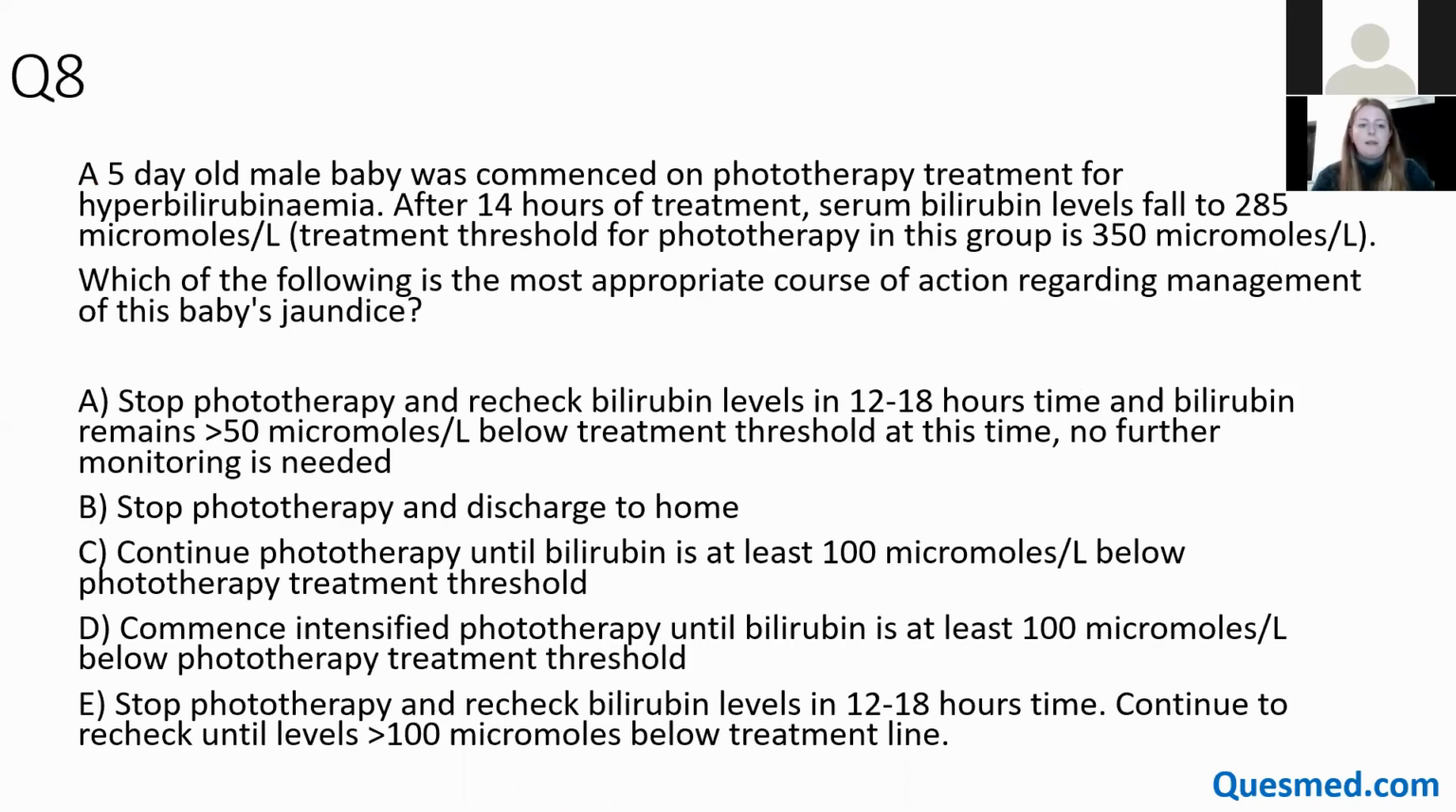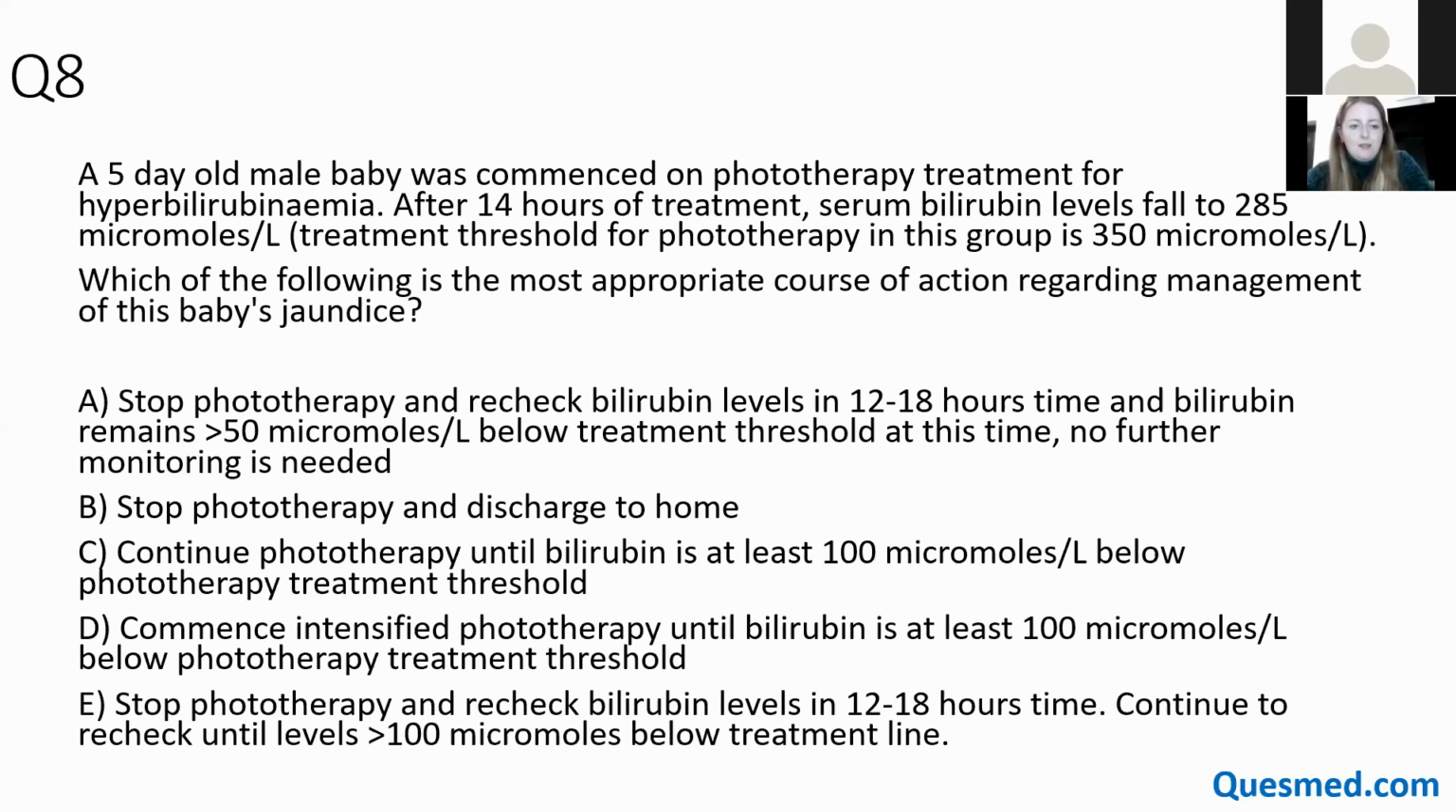Okay, question number 8. A 5-day-old male baby was commenced on phototherapy treatment for hyperbilirubinemia. After 14 hours of treatment, serum bilirubin levels fall to 285 micromoles per litre. Treatment threshold for phototherapy in this group is 350. Which of the following is the most appropriate course of action regarding management of this baby's jaundice?